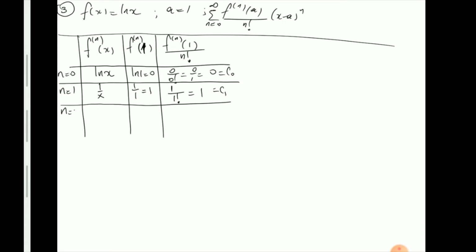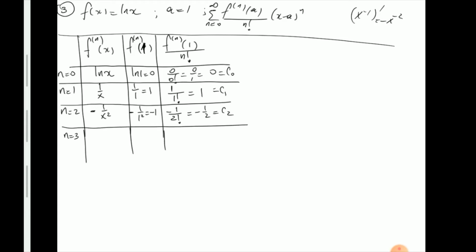For n equals 2, if you can't do it directly, write it as a power. So write it somewhere as x to the minus 1. But after that, just write it in a simplified format. So that's minus 1 over x squared, the derivative of the above. Evaluated at 1, that is just minus 1. And then that's divided by 2 factorial. So that's minus 1 over 2, which is my second term in the series.